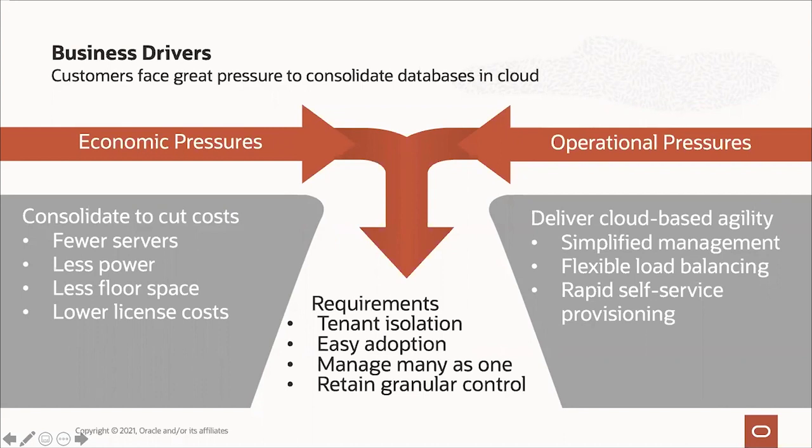We need to handle tenant isolation in this consolidated environment. It's a new architecture, but it's got to be easy to adopt. As I go through this list, you see, it's somewhat self-contradictory, right? So we've got a new architecture, but it's got to be easy to adopt. We're going to consolidate so that we can manage many as one. That gets us efficiency, but we want to retain granular control. And while we manage many as one, we want tenant isolation. So you've got this potentially contradictory set of requirements. How do we thread that needle?